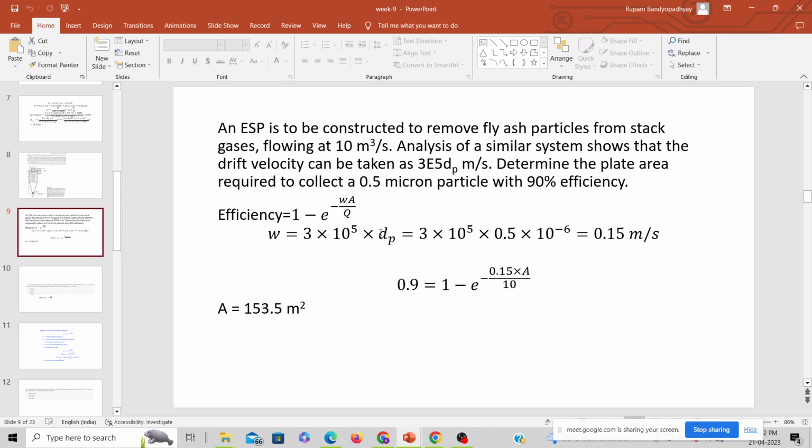So in this relation, if you put the size of the particles, which is given in micrometers, it is converted into meters. So you will get the drift velocity in meters per second. For 90% efficiency, you put the drift velocity value and the efficiency value, and Q is the flow rate. If you put these values, you will get the area. Like that, many numericals we already discussed.